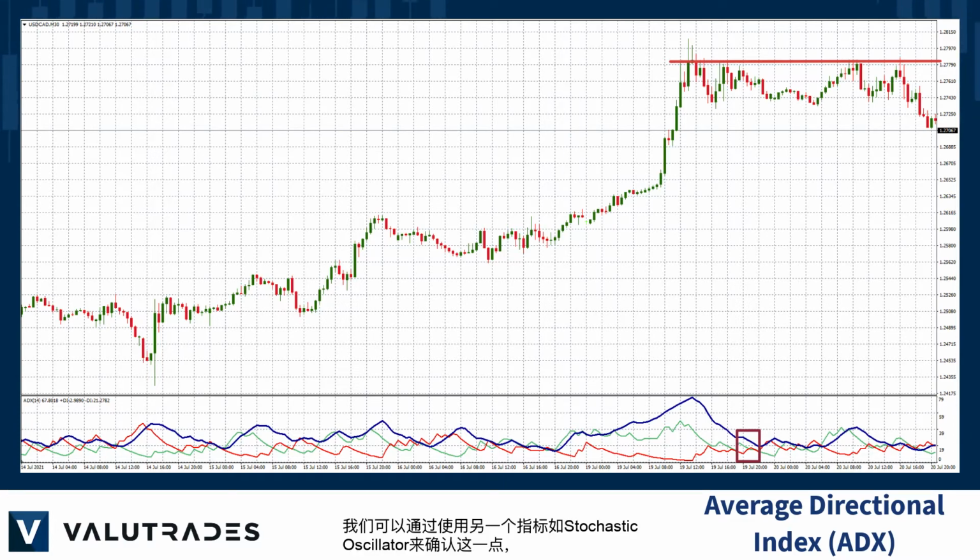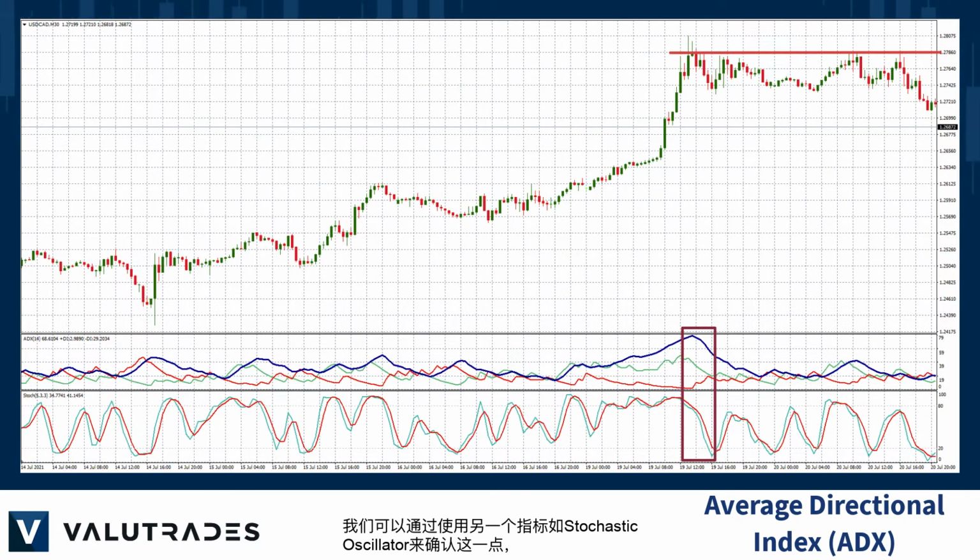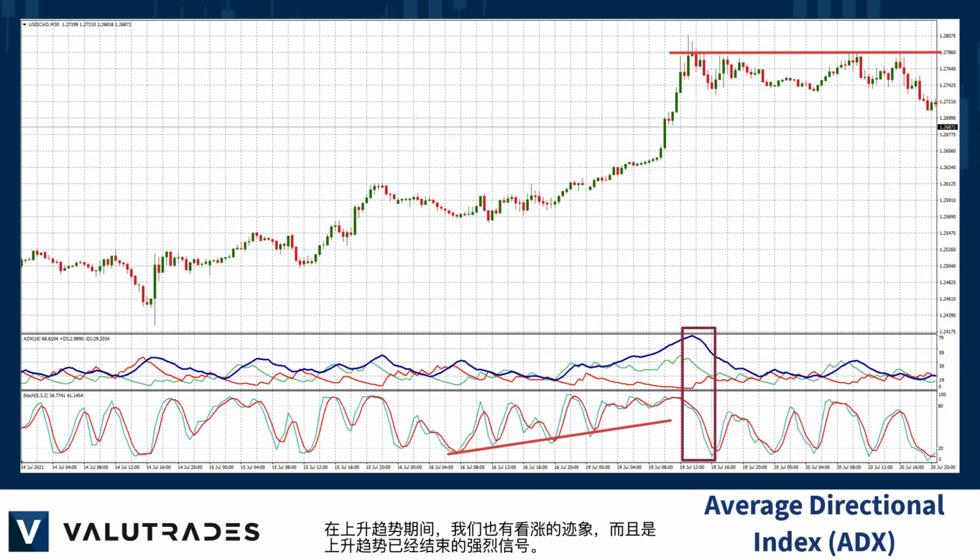We can confirm this by using another indicator like the stochastic oscillator, where we also had a bullish indication during the uptrend and a strong signal that the uptrend had come to an end.